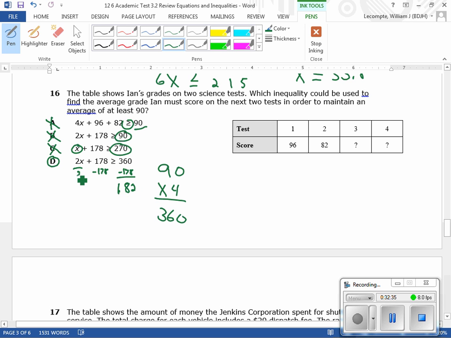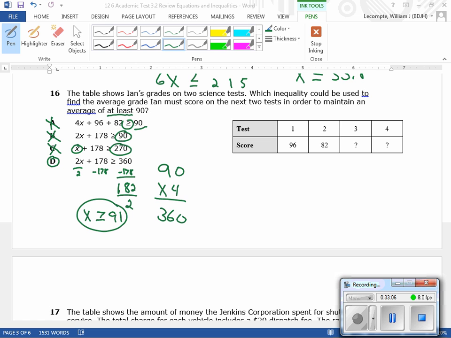And this said that I would have to have at least a 90 average. So that would give me a 90 average, or at least a 90 average. It can be greater than 91. Also, when I go back and look at A and B, if I actually work the inequalities, they give me negative scores. Like B gives me a negative 88, and then I have to divide that by 2. So they're definitely not the answers. D is the most favorable one this time.